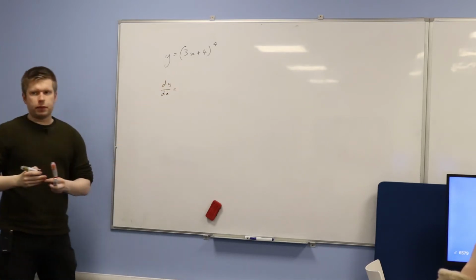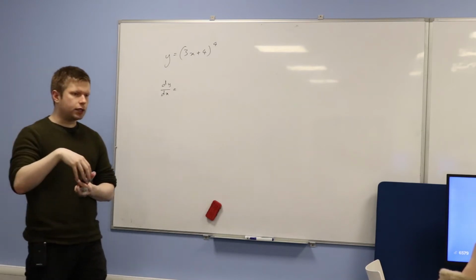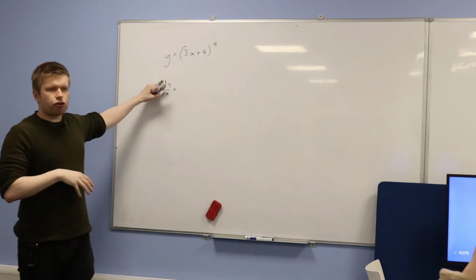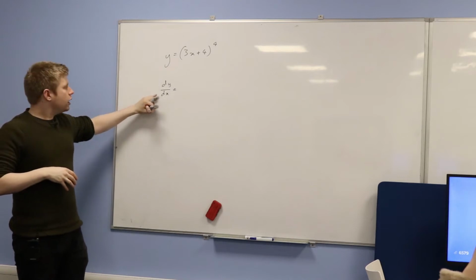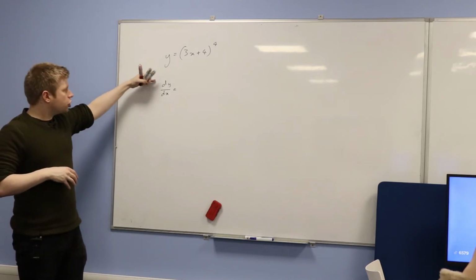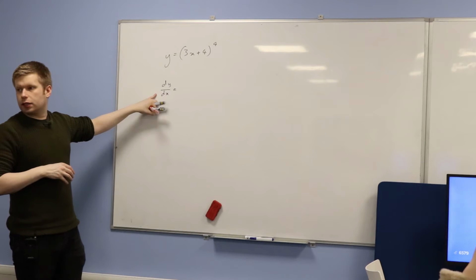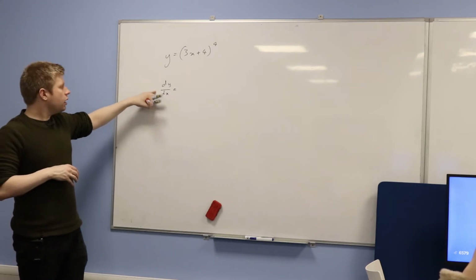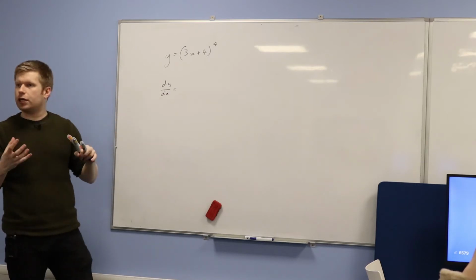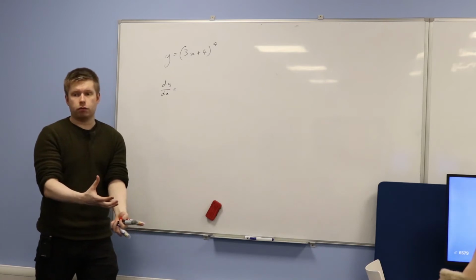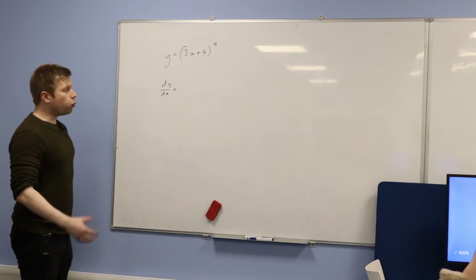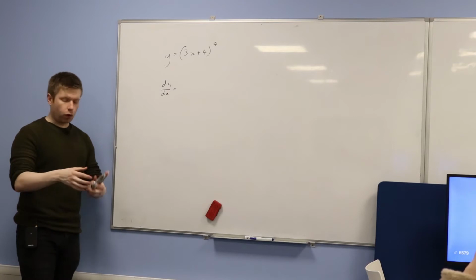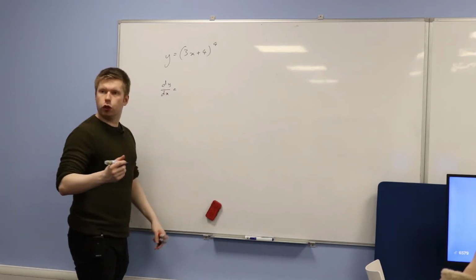Now just remind me, dy by dx, where we first started, would you be happy? This literally just means the change in y divided by the change in x. Does that make sense? So I'm literally just looking at change in y divided by change in x. That's literally just a fraction. Are you happy?